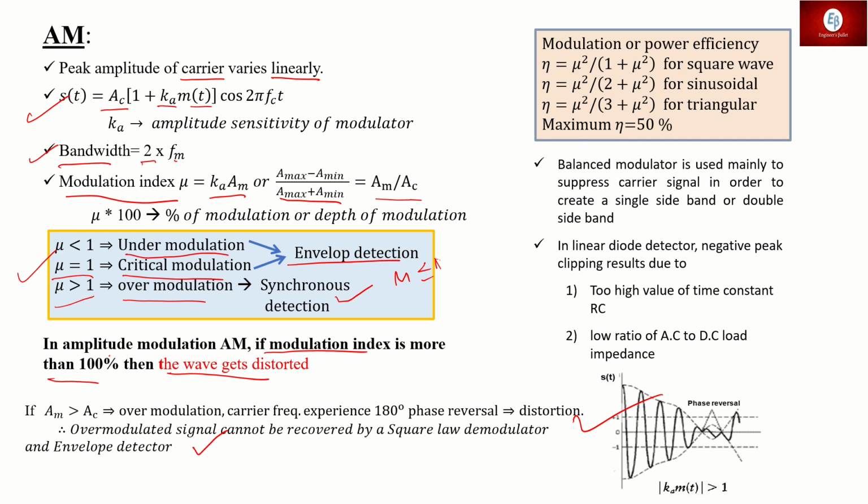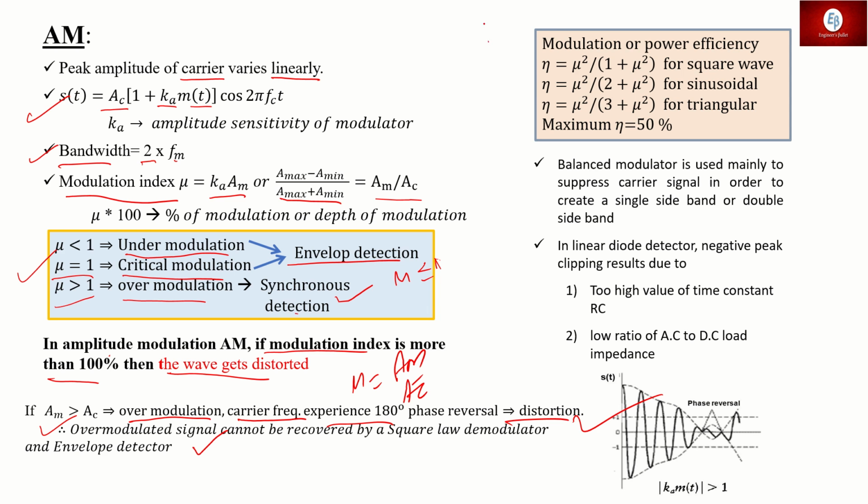So this is the case of Am greater than Ac. As we know that μ is equal to Am by Ac, so if Am is greater than Ac, it means that μ is greater than 1. It represents over modulation and the carrier will experience a 180-degree phase reversal. So this is the case of distortion. In order to recover the over modulated signal, we have to use synchronous detection.